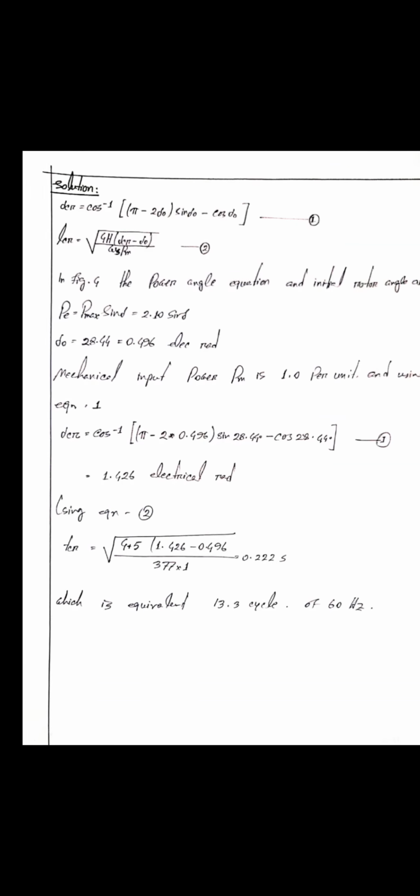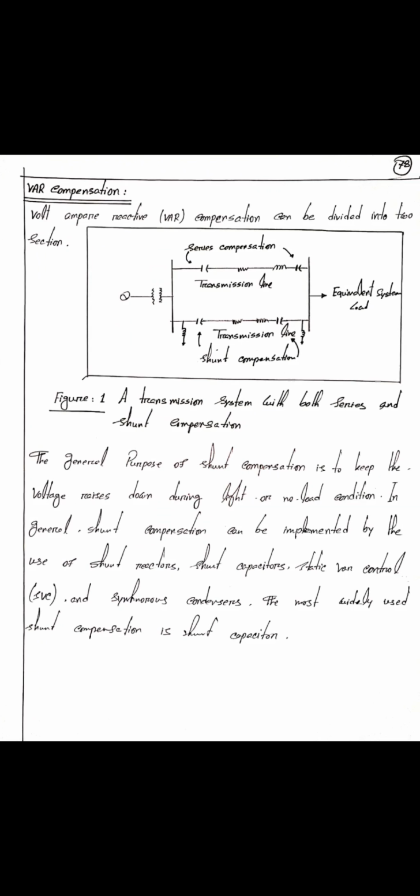Figure: power angle curve solution. Compensation. Here is the figure: transmission system with both series and shunt compensation. Line length and figure: the effect of having only shunt reactor compensation on the line reliability. Series compensation. Here is the figure: effect of having only series compensation on the line reliability. Important expressions in compensation.